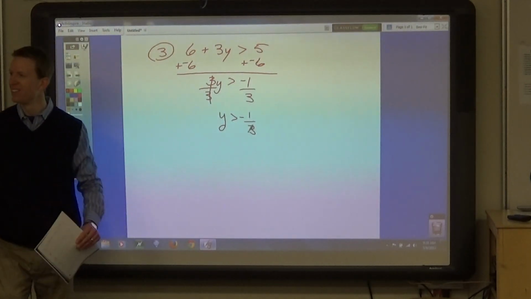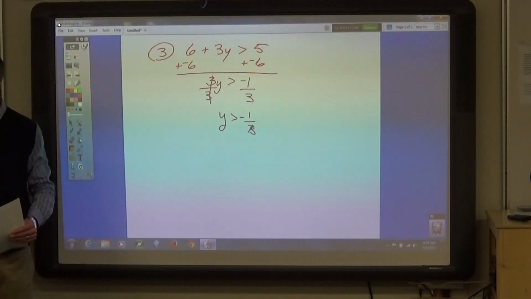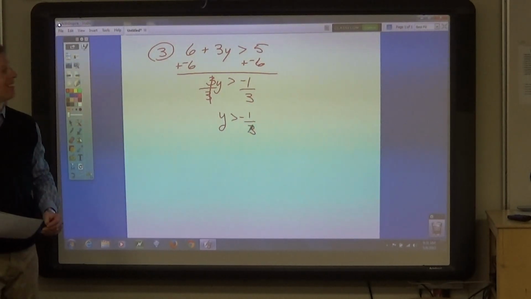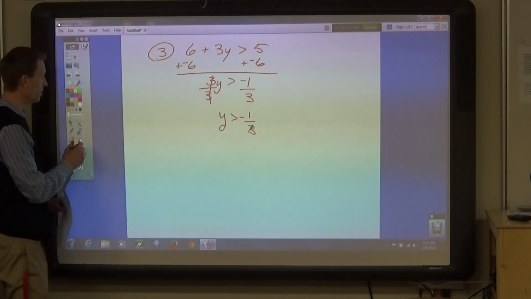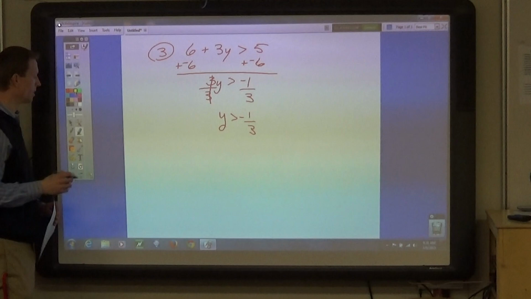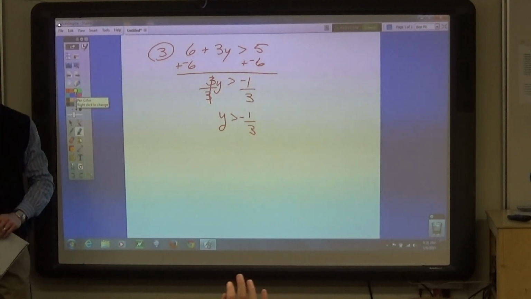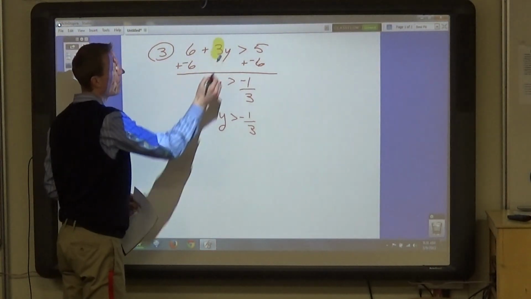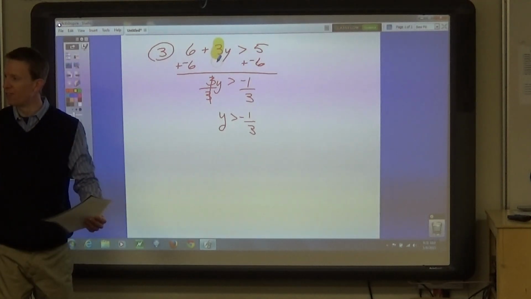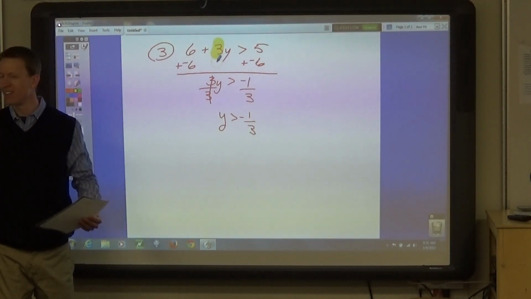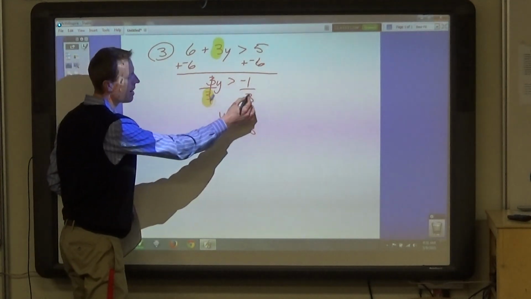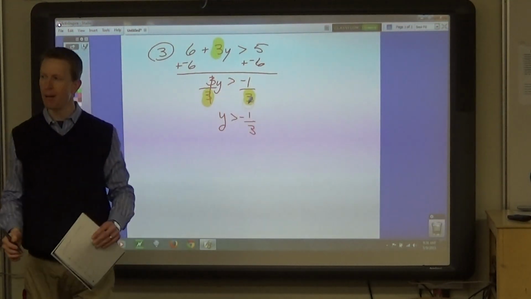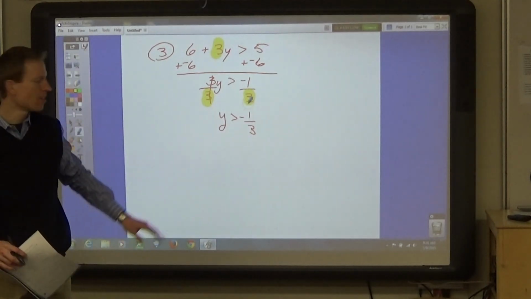Why not? Do you need to? Why? What do we need to look at to decide if we need to switch the sign? The coefficient. Is the coefficient positive or negative? Positive. It's positive. So do we need to switch the sign? No. Only if the coefficient is negative. Only if we have to divide by a negative number. We divided by a positive number in order to isolate the y.